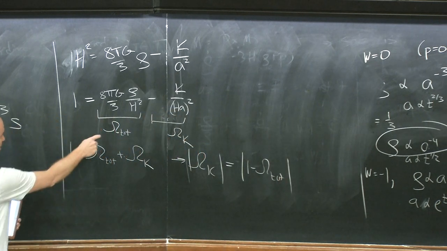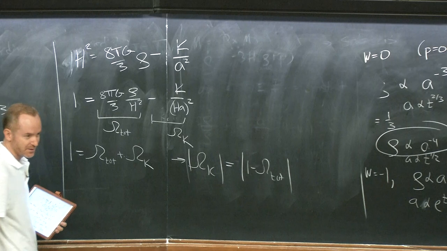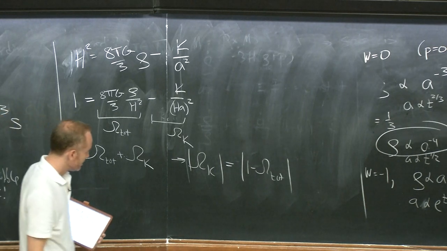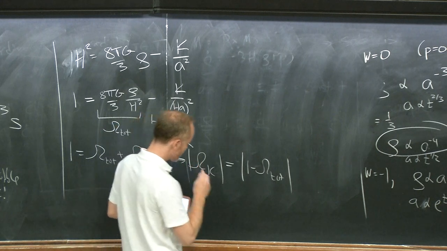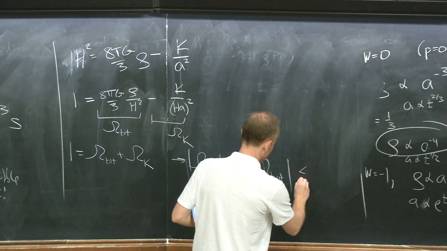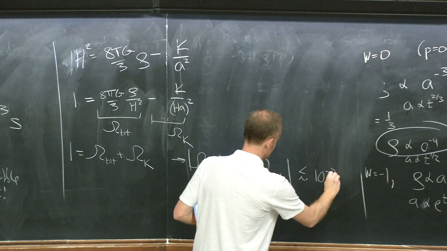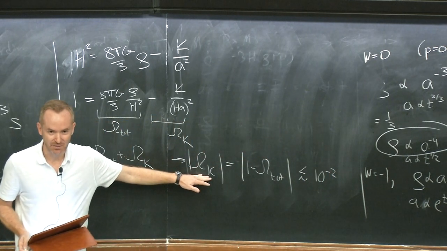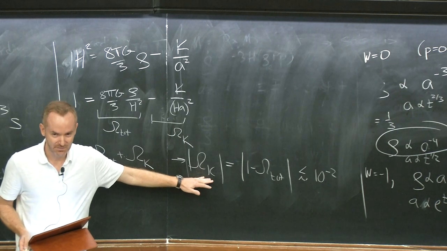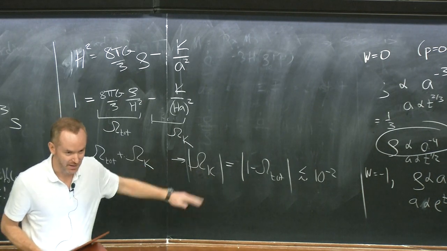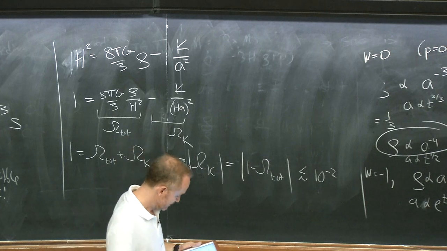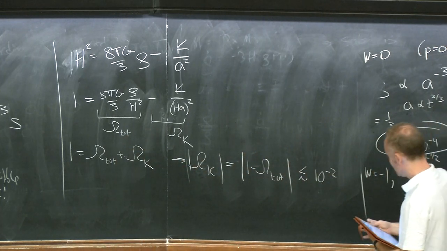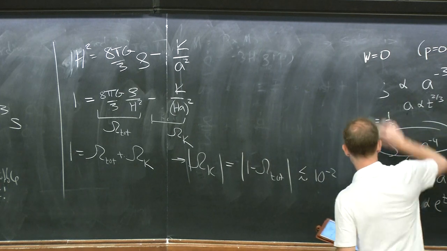By the way, this omega total contains all the rhos. So it's got rho matter, rho radiation, rho lambda, if there is one. Now, we know from observation that this can be no bigger than about 10 to the minus 2. That's why I said we can ignore it. In the universe today, this term is at most about 1%, about 10 to the minus 2. That's today. So let's go back to this time t Planck and see what happens.